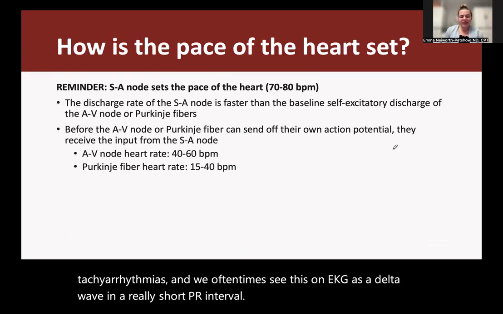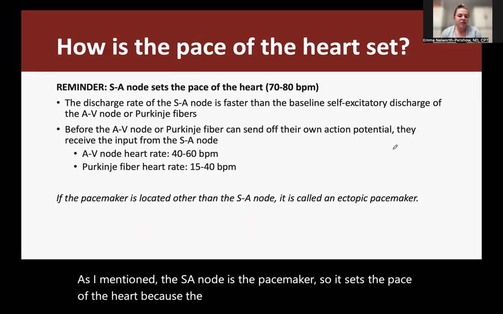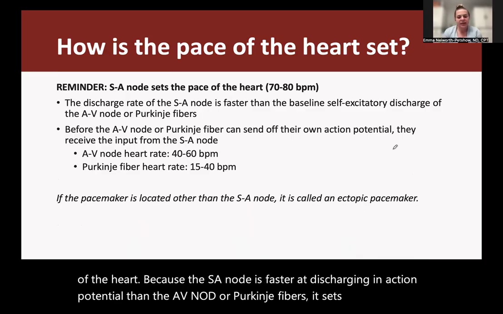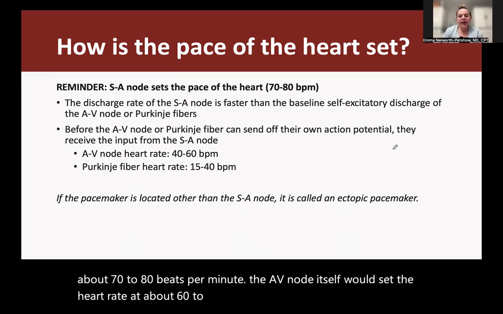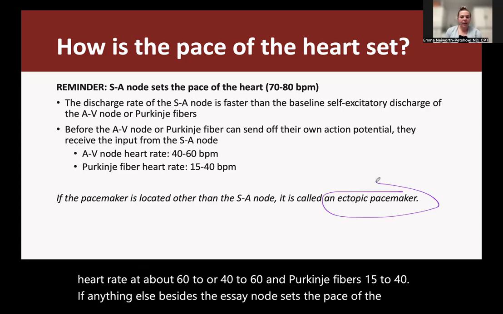As I mentioned, the SA node is the pacemaker, so it sets the pace of the heart because the SA node is faster at discharging an action potential than the AV node or Purkinje fibers. It sets the pace at about 70 to 80 beats per minute. The AV node itself would set the heart rate at about 40 to 60, and Purkinje fibers 15 to 40. If anything else besides the SA node sets the pace of the heart, we call this an ectopic pacemaker.